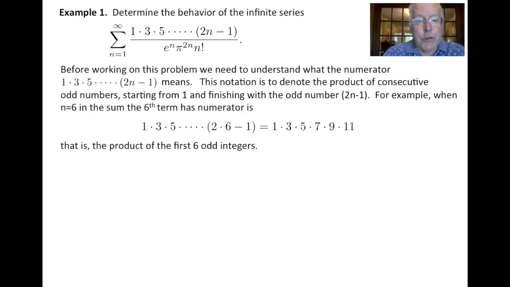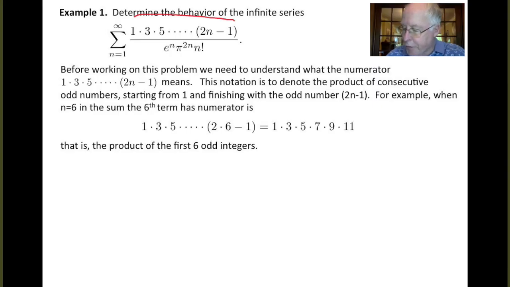So let's start by just asking, what does this numerator mean here? You're going to see expressions like this now and then. And this numerator, 1 times 3 times 5 to 2n minus 1, it just is the way we denote the product of consecutive odd numbers from 1 and finishing with the odd number 2n minus 1. So for example, if n were equal to 6, you're looking at the sixth term of the series, that number would look like this.